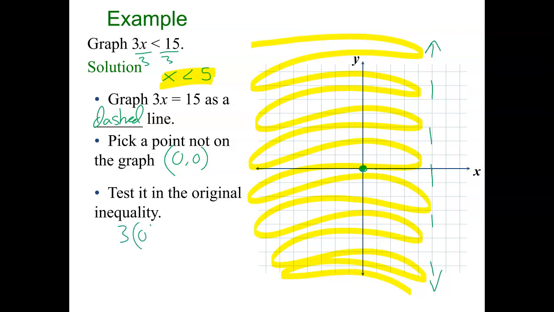3 times 0 less than 15. Should I expect a true or a false statement? I should expect a true. Is it true? Yes. So then the shading's good. I should get a true statement. I did get a true statement. My shading is good. All right?